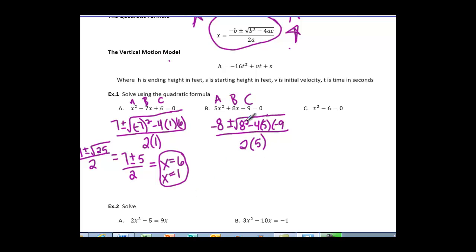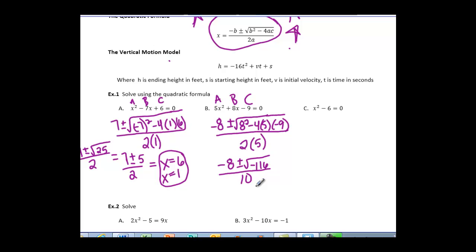Okay, again, you're going to evaluate. You're going to do 8 squared, and then you're going to minus 4 times 5 times negative 9. Go ahead and do that now. Okay, you should get negative 116.